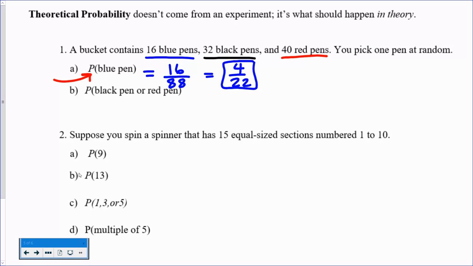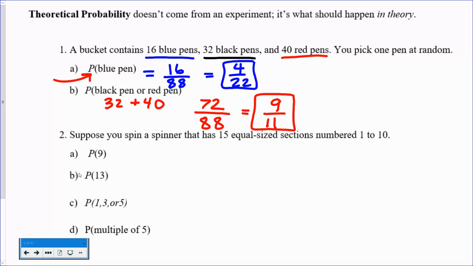Okay. Next, capital P means probability. Probability that it would be black or red. So there are 32 black pens and 40 red pens. So the two of them together means that there are 72 options out of the 88 pens. Okay, to simplify this, I can divide both the top and bottom by 8. So I would get 9/11ths for my final answer.